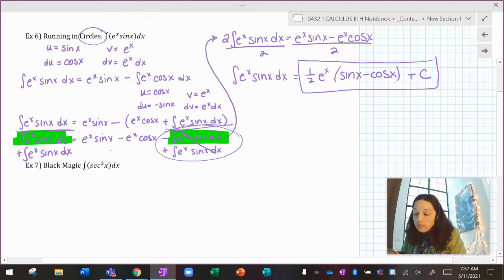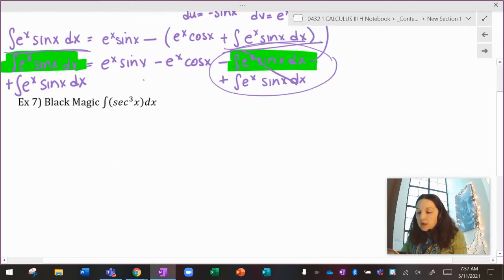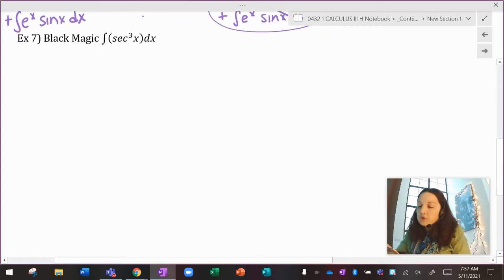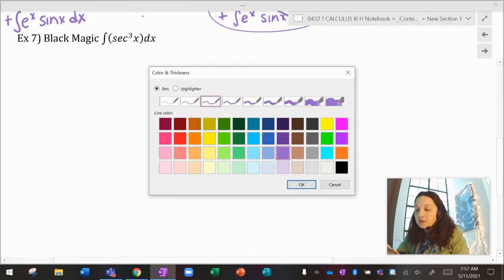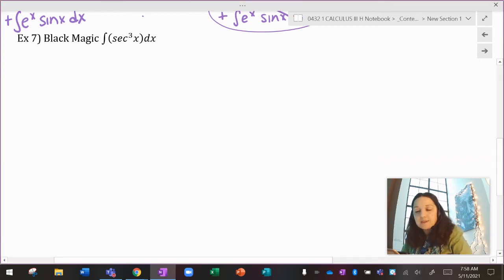All right, one more to go. Example 7, which I like to call black magic just because it's really fun and funky, is going to have some interesting things that happen. So I have the integral of secant cubed x dx. Doesn't really feel like a product. So I have a couple options here. Option 1, u equals secant cubed, and then dv equals 1 dx. I'm going to tell you right now that is not very helpful.